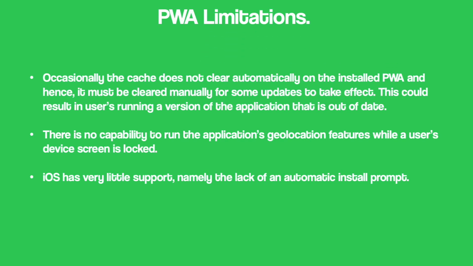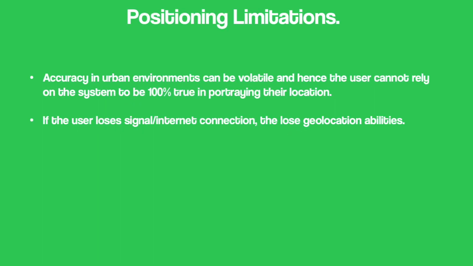While proven to be effective, there are still a variety of key limitations discovered throughout development. The PWA cache does not clear automatically, so there is scope that a user could be using an old version of the application. There's also no capacity to run the application's features while the device screen is locked. In terms of positioning, location accuracy in urban environments can be extremely volatile, and also if a user loses signal or connection, location cannot be obtained.